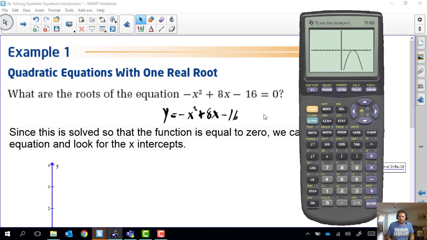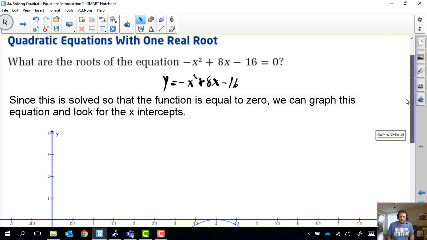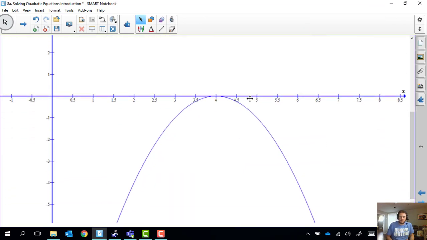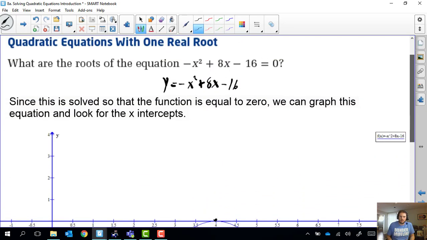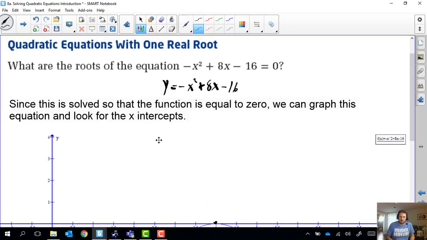So now, if we take a look, what we end up with is a graph that looks something like this, where it touches just here on the x-axis at x equals 4. So what that means is the answer to this question is x is equal to 4. Nice and easy.